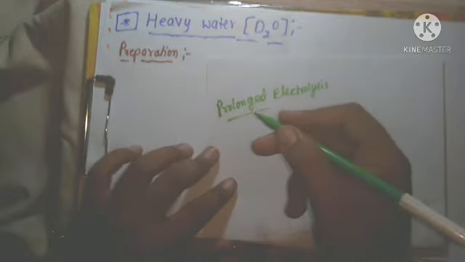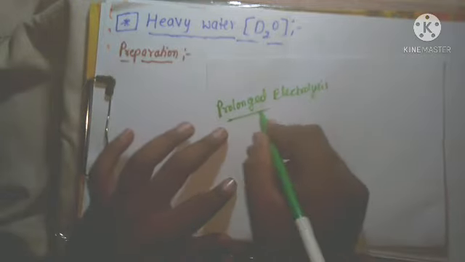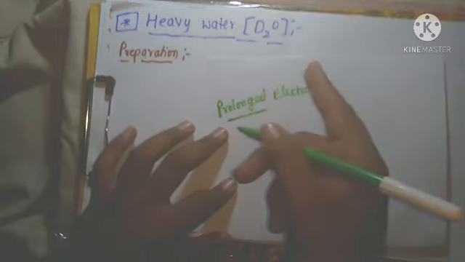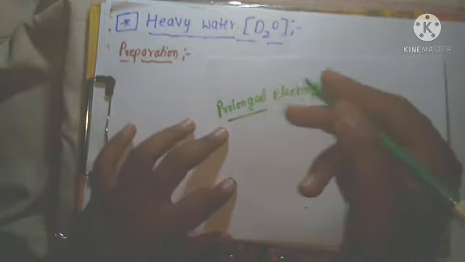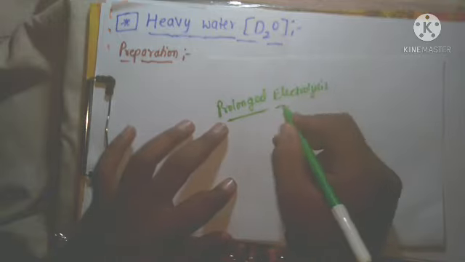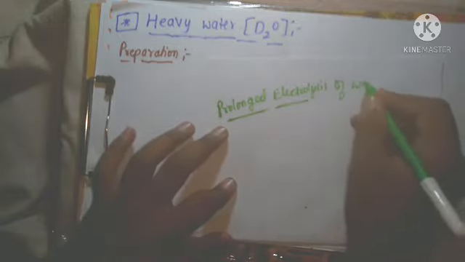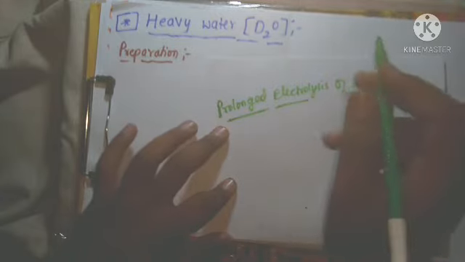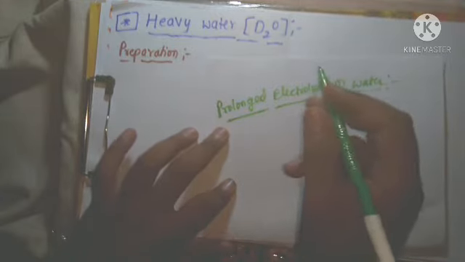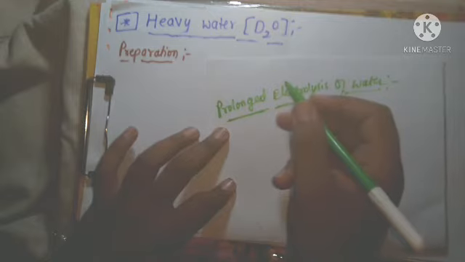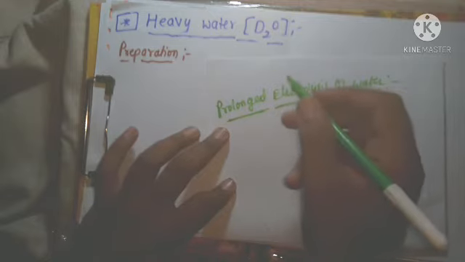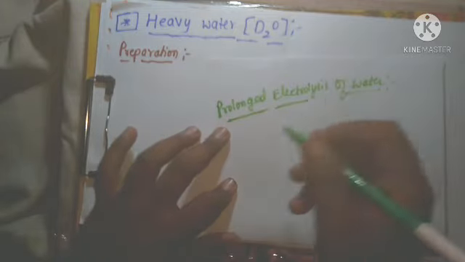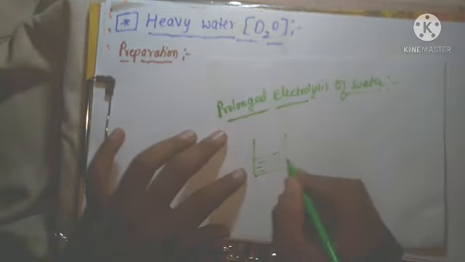More than the normal time of electrolysis, that is called prolonged electrolysis. You have to pass the electric energy for a much longer time. That is called prolonged electrolysis of water. If you pass the current continuously through the water, what happens? There is a formation of deuterated water or heavy water. For example, this one is normal water.